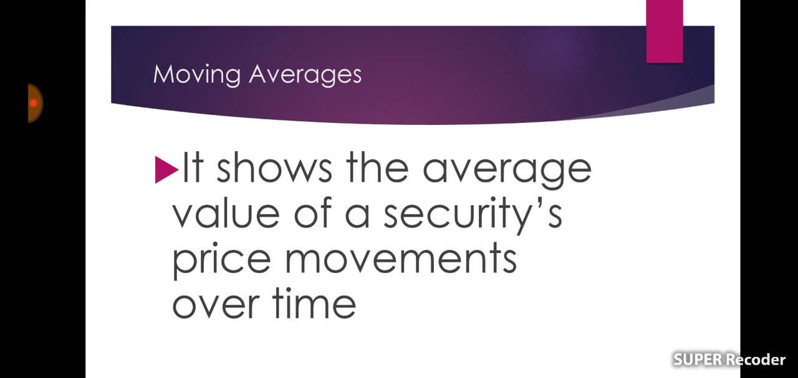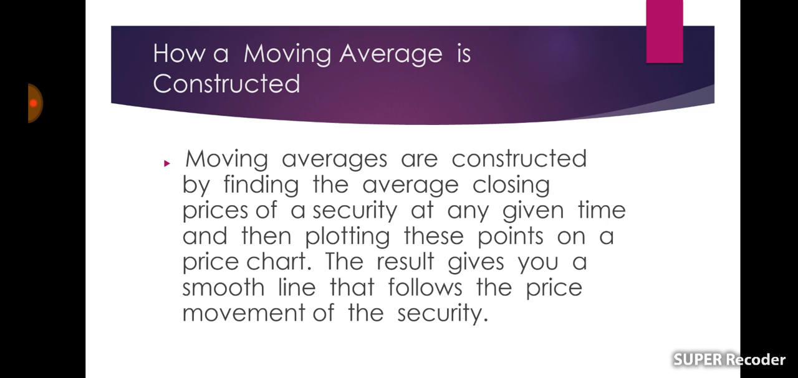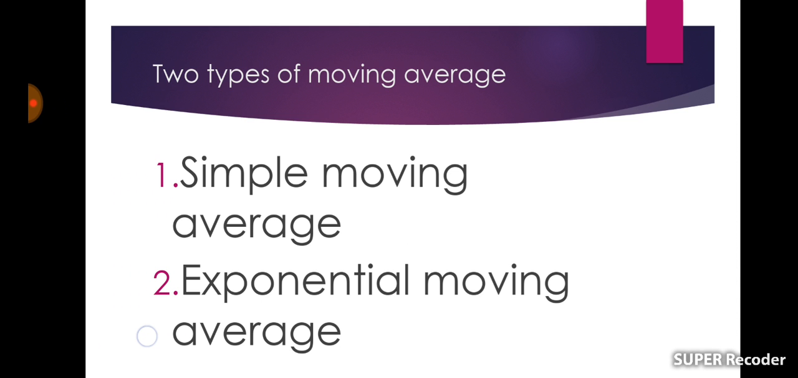Moving averages show the average value of a security's price movements over time. How is a moving average constructed? Moving averages are constructed by finding the average closing price of a security at a given time and then plotting these points on a price chart. The result gives you a smooth line that follows the price movements of the security. That is what is known as the moving average line. There are two types of moving averages: simple moving average and exponential moving average.